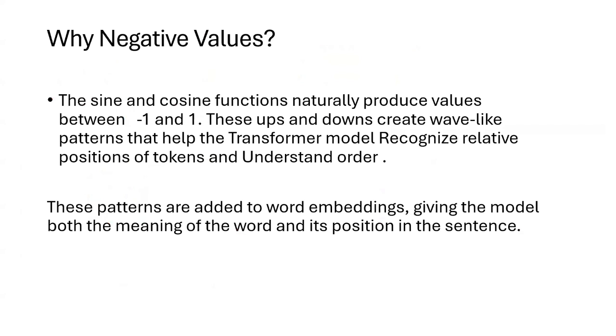Here, you see the negative values also. Why? The sine and cosine functions naturally produce values between -1 and 1. These ups and downs create wave-like patterns that help the transformer model recognize the relative position of tokens and understand order. These patterns are added to the word embedding, giving the model both the meaning of the word and its position in the sentence. So these values, whatever we calculate, are added into the embedding, and using these values, the model can find out the position of the token.